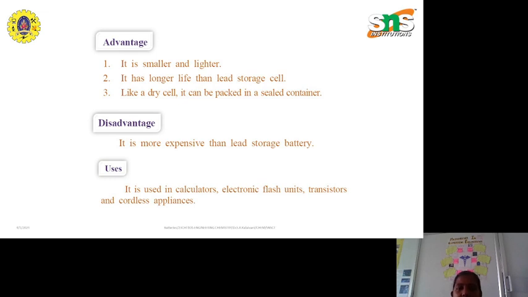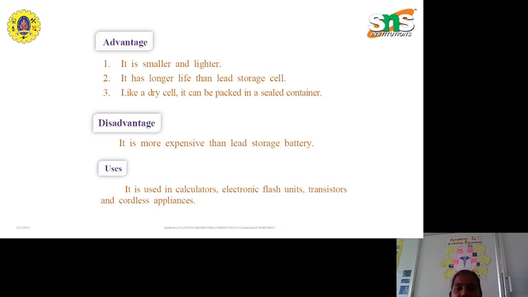Compared to lead acid battery, it has a long life, and like a dry cell, it can be packed in a sealed container. So disadvantages, it is more expensive than lead acid battery because potassium hydroxide, cadmium, nickel all are very expensive chemicals. So automatically the recharging process and discharging process use a large amount of hydroxide ions. So it is more expensive than lead acid battery. In the case of the lead acid battery, only sulfuric acid is used. Sulfuric acid is less expensive compared to potassium hydroxide.